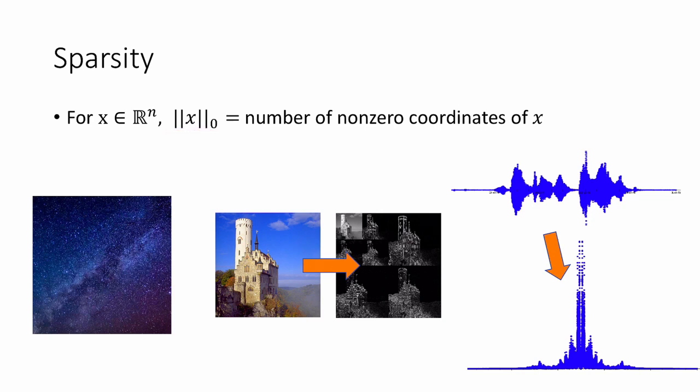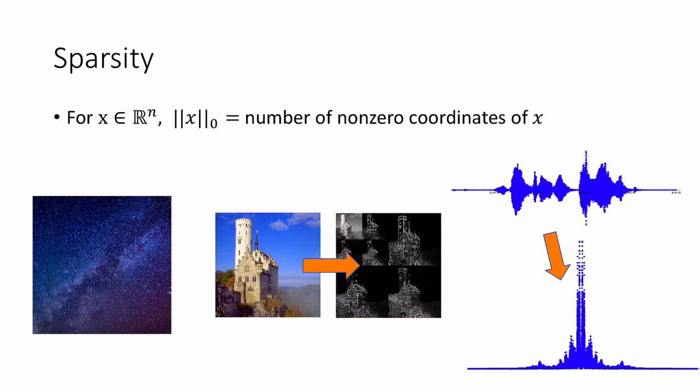Sparsity shows up all over the place in real-world data. For example, some images, like this one of the night sky, are naturally sparse, or at least they are approximately sparse, meaning that most of the coefficients are either 0 or close to 0. Other natural images, like this one, aren't immediately sparse to look at, but they do turn out to be sparse, or approximately sparse, when you write them in the right basis. For example, this here is the discrete wavelet transform of this castle image, and you can see that most of the pixels are 0.